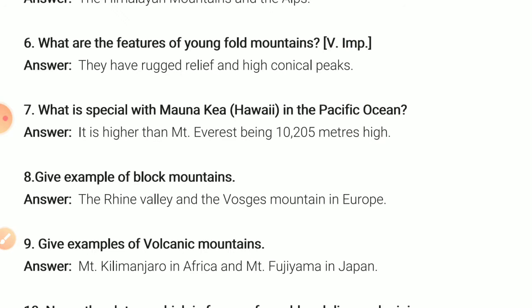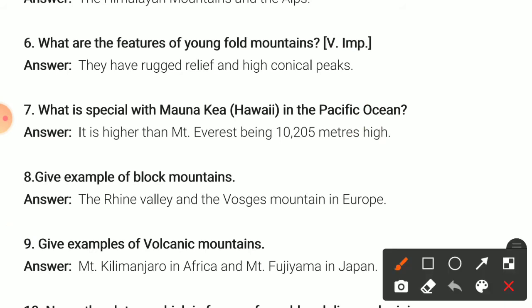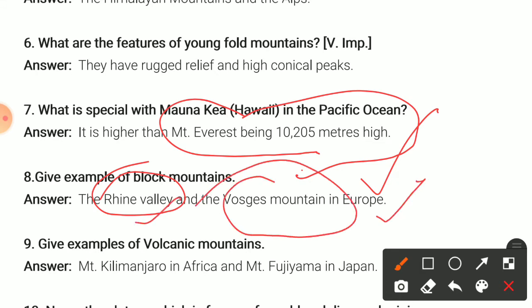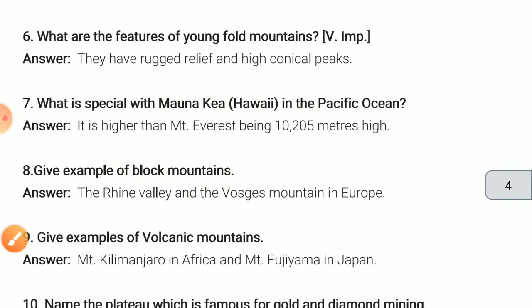What is special with Mauna Kea in the Pacific Ocean? Mount Everest is 8848 meters high. Okay, give an example of block mountains. The Rhine Valley and the Vosges Mountains in Europe are examples of block mountains.